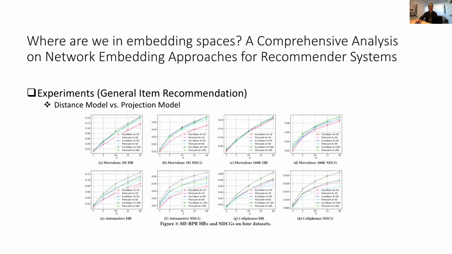Let's look at picture E here, which is the result of hit ratio on Automotive. The deep green line represents the results of Euclidean space when the latent size is 100, and the light green line represents the result of hyperbolic space when the latent size is also 100. We can observe that the deep green line is above the light green line. In other words, Euclidean space achieves a better hit ratio than hyperbolic space. This suggests that Euclidean space should be a better latent space than hyperbolic space for projection models. Therefore, our hypothesis regarding the distance model and projection model is proved to be true: distance models are more suitable for learning hyperbolic embeddings than projection models.